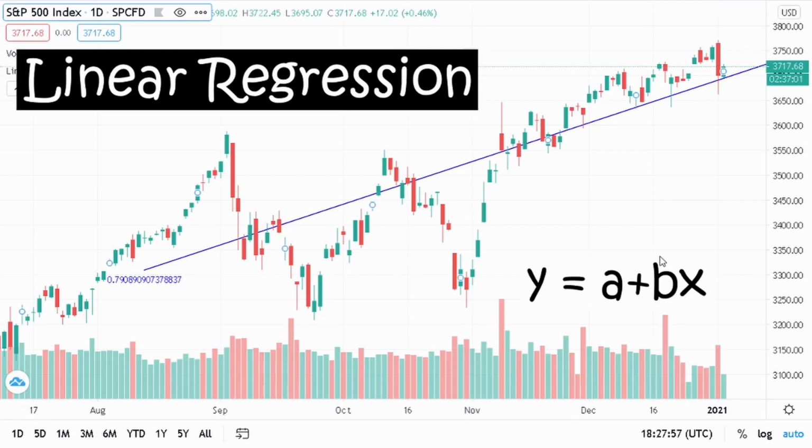In this video, we're going to be looking at linear regression as a useful trend indicator. It draws a straight line relationship between one independent variable, which will be time on the stock market, and one dependent variable, which will be price. So we're going to look at how to calculate a linear regression line and then go over some strategies when using linear regression on the stock market.